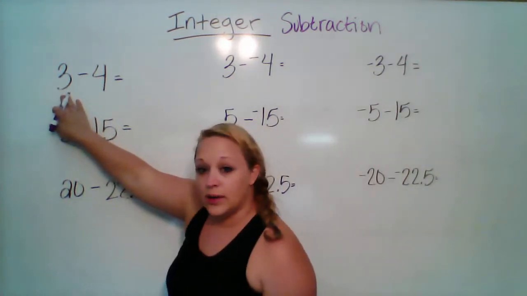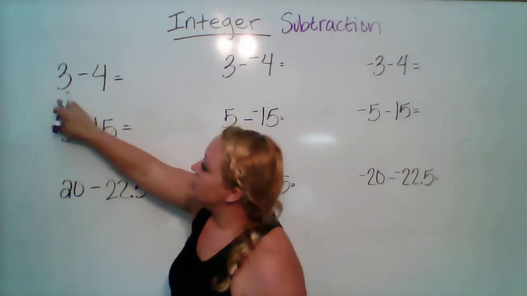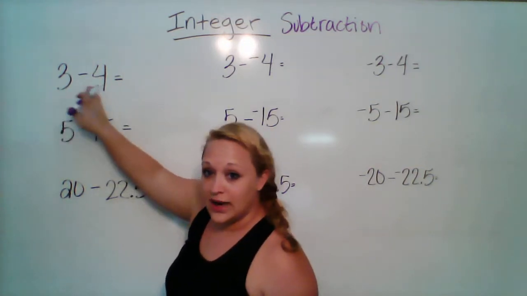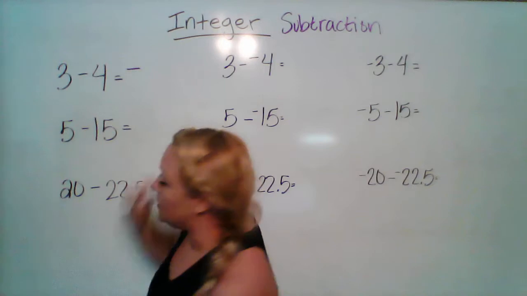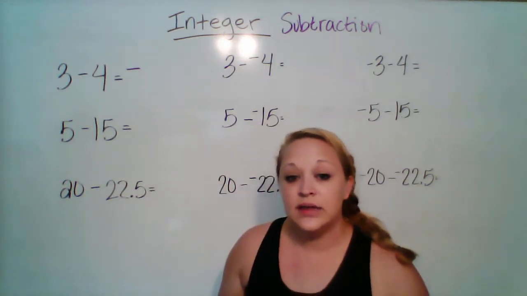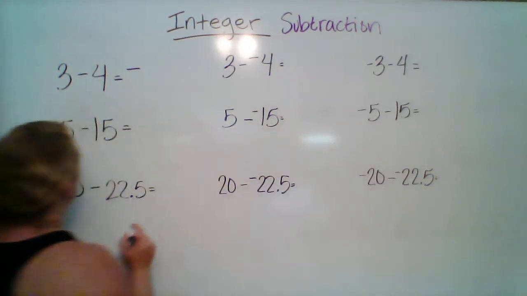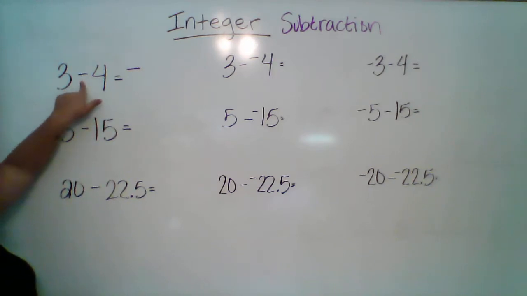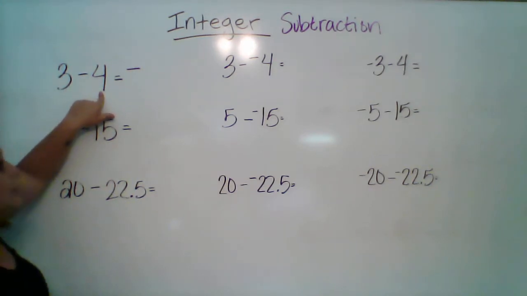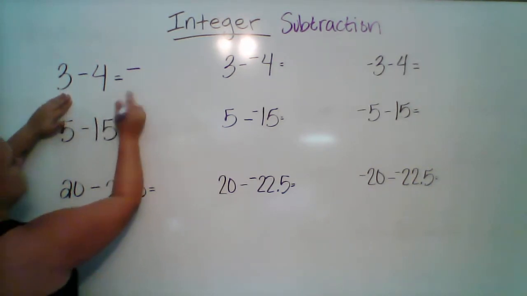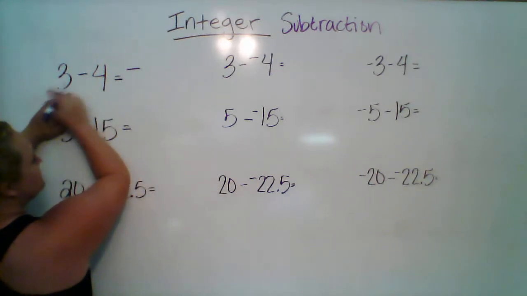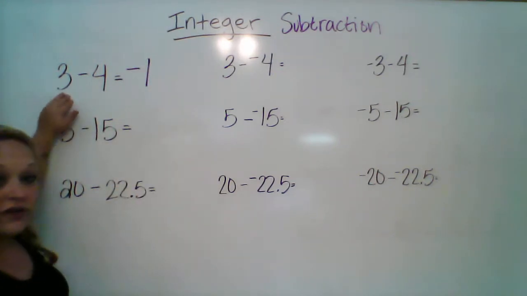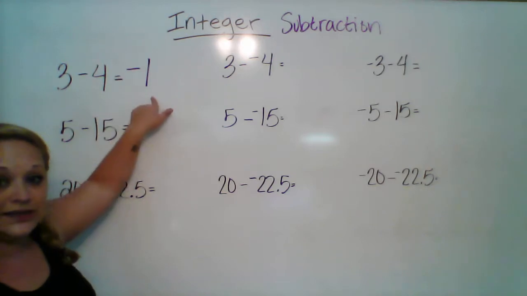Here we have a small number subtracting a large. So anytime a small number is subtracting a large, my answer is automatically going to be a negative. Okay? So now we're going to use our head and we're just going to go backwards. So 3 minus 4. Well, we already found out that it's going to be a negative, so we can kind of go off to the side and we can say 4 minus 3 is a 1. Therefore, 3 minus 4 is negative 1.